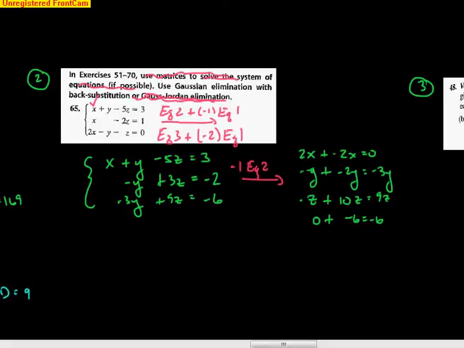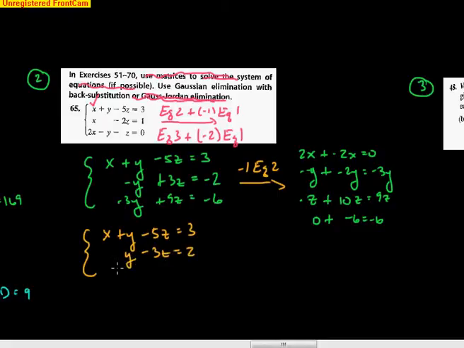Alright, so let me do that in a different color in case it doesn't show up. Red sometimes is. So this is going to say negative 1 times equation 2. Alright, so first equation stays the same. Second equation, everything gets changed, the sign. Y minus 3z equals 2. Third equation remains the same.